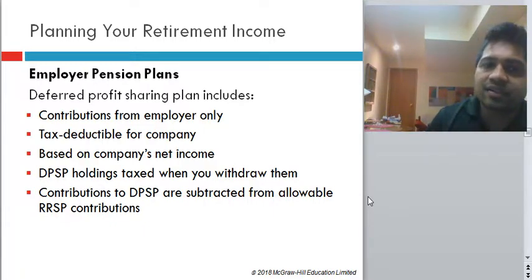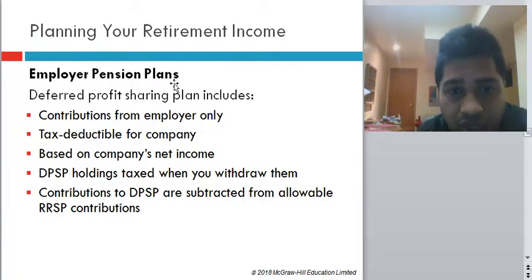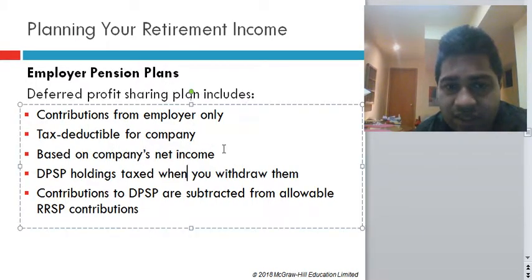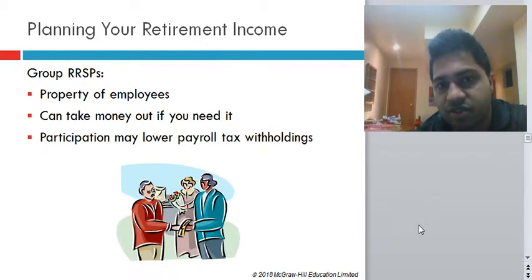Deferred profit sharing plan. So companies, when they make profit, contribute to your pension plan. They share the profits with you by putting it in your retirement account. So contributions are generally made by the employer only. There is a tax reduction for the company, so whatever it contributes into your retirement, it can take a tax reduction on it. It is based on the company's net income. So holdings are taxed when you withdraw them. Contributions to a deferred profit sharing plan are subtracted from your RRSP contributions.